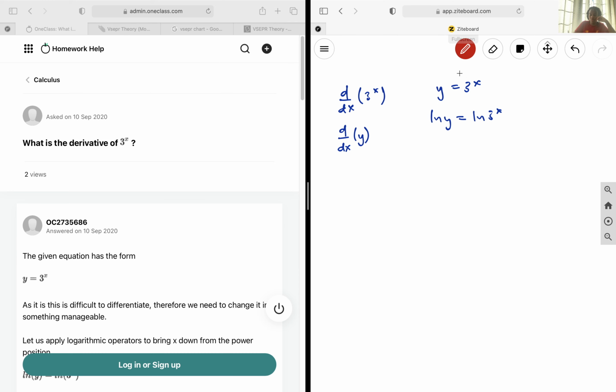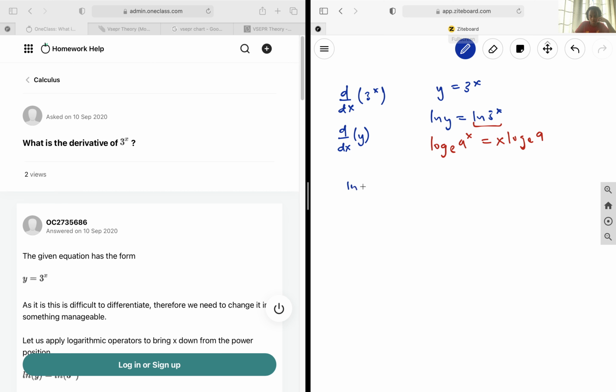We need to remember the logarithmic rule that for the same base, so log base e, let's call the variable a, so this would be ln a to the power of x is equal to x log base e of a, and we're going to use that on this side of the equation.